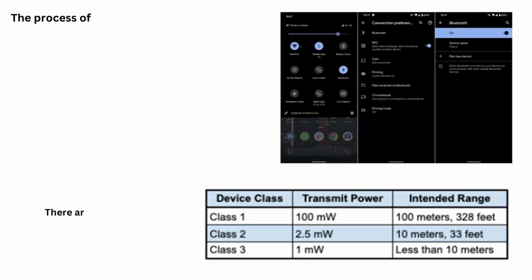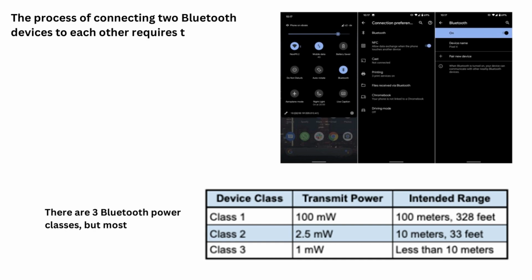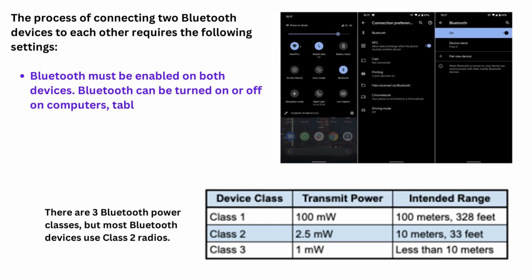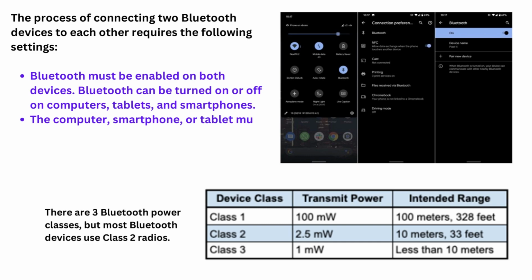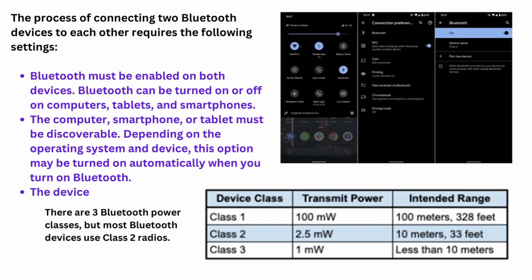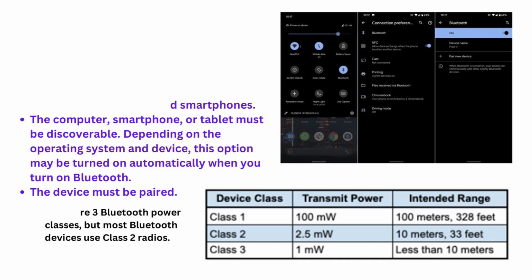The process of connecting two Bluetooth devices to each other requires the following settings. Bluetooth must be enabled on both devices. Bluetooth can be turned on or off on computers, tablets, and smartphones. The computer, smartphone, or tablet must be discoverable. Depending on the operating system and device, this option may be turned on automatically when you turn on Bluetooth. The device must be paired. There are 3 Bluetooth power classes, but most Bluetooth devices use Class 2 radios.